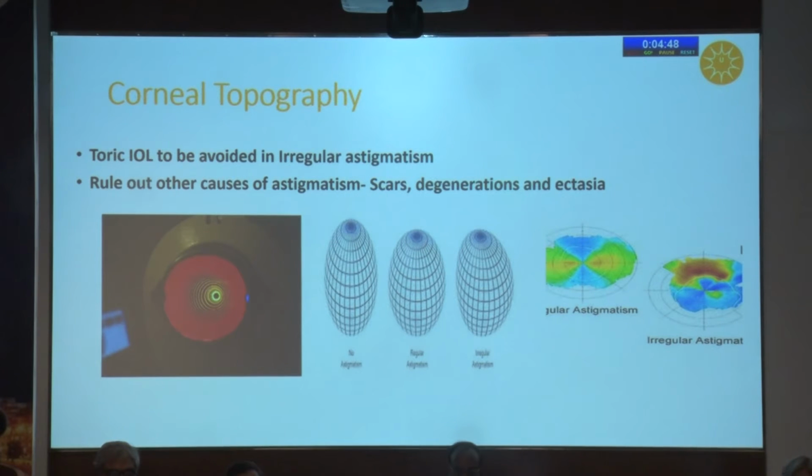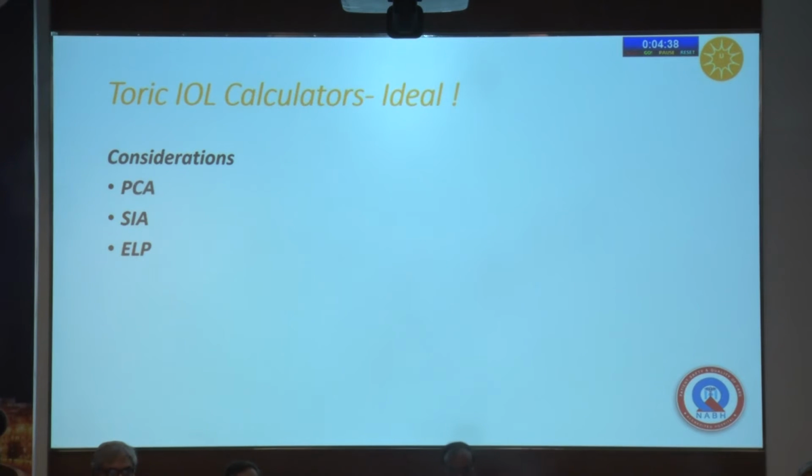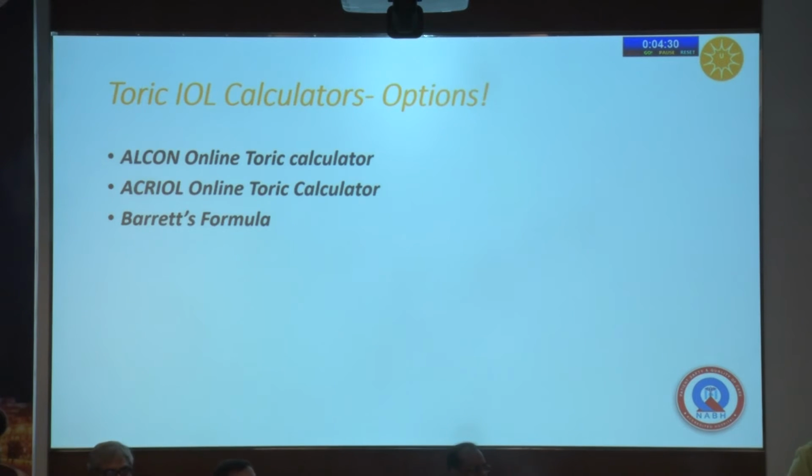And corneal topography for the toric IOL is needed to avoid irregular astigmatism and rule out other causes of astigmatism like scar, degeneration and ectasia. The toric IOL calculator is ideal if it considers posterior corneal astigmatism, surgically induced astigmatism, or effective lens position. Many calculators are available online: the Alcon online calculator, the Acreol online calculator, and the Barrett formula.